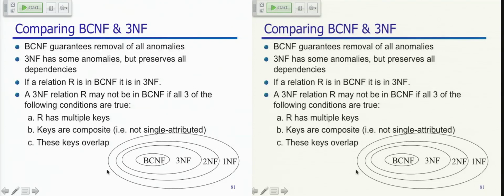So this is what all the normal forms look like. Everything is in 1NF, then 2NF, then 3NF, and then BCNF is the smallest here. So if you knew this already, then you would have known that anything in BCNF is also in 3NF, right? So you can't have something which is in BCNF but not in 3NF. However, you can have things which are in 3NF but are not in BCNF, so they're going to lie somewhere around here.